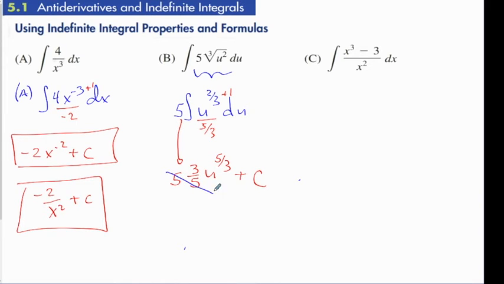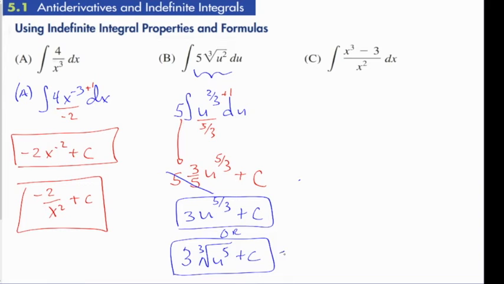So now these 5's cancel, and we're left with 3 times u to the 5/3 plus c, or you can say 3 times the cubed root of u to the 5th plus c. Or you can simplify this radical and say 3 times u times the cubed root of u squared plus c. So all 3 of these answers are correct. They're just different forms of expressing them. And it's good to practice this so that if you were to encounter a multiple choice question, you can identify one of these 3 forms as the right answer.